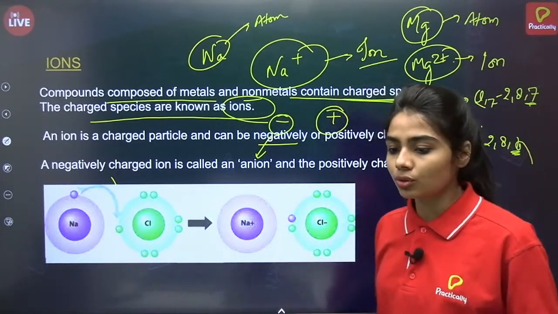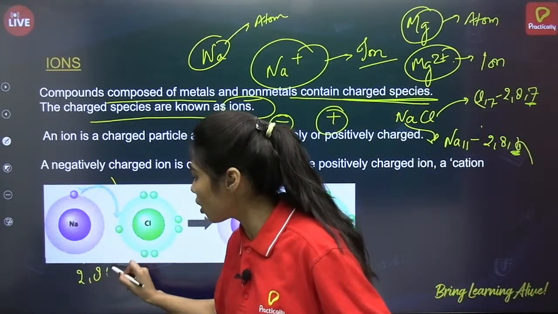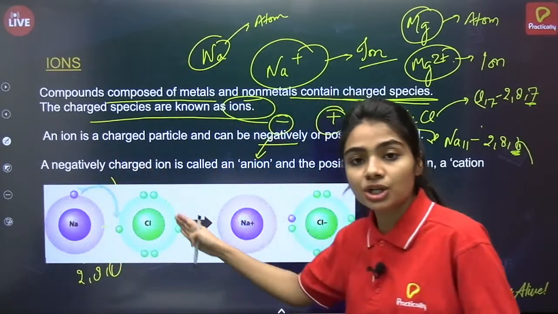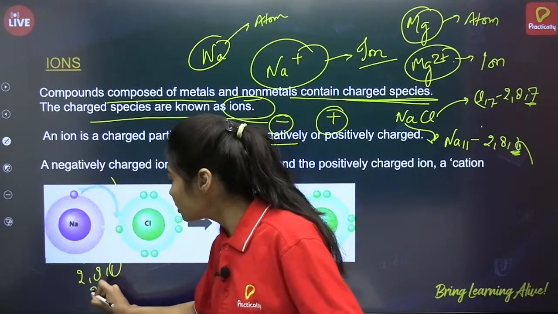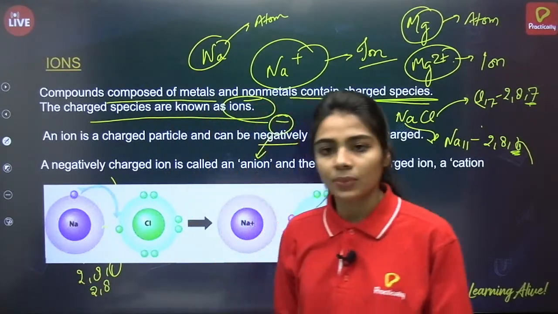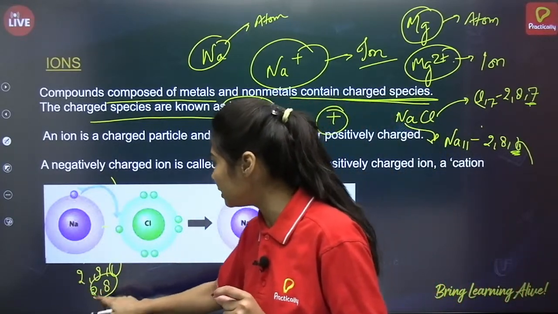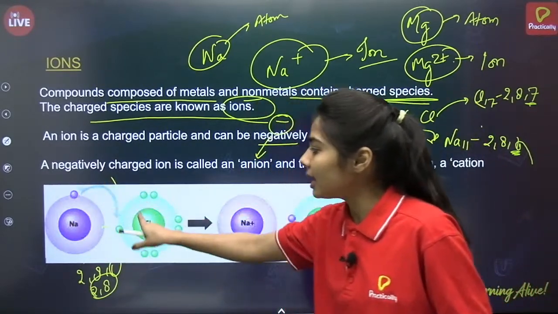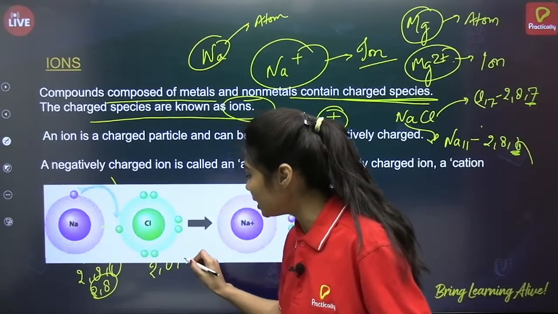And what about sodium? Its electronic arrangement is 2, 8, 1, and 1 is the valence electron. That means it will not share, it will transfer 1 electron, and then it will become 2, 8. Now sodium has lost its 1 electron and it will become 2, 8. Then chlorine, what about chlorine? Chlorine will take this one electron, initially it has 2, 8, 7.